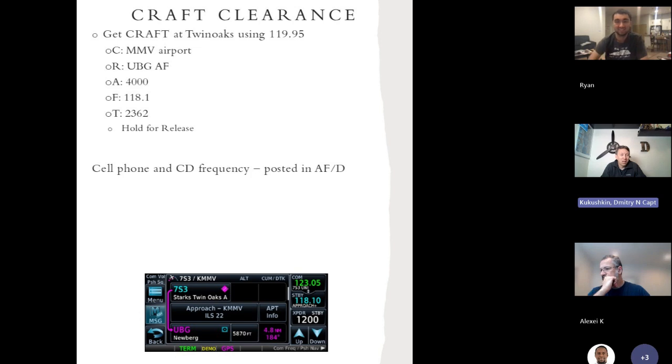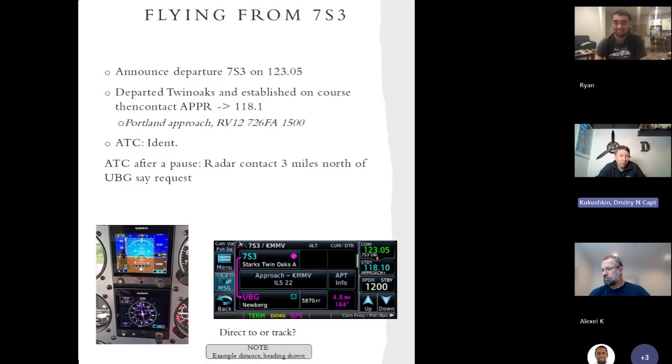What do you do next on any IFR flight departing your airport? Would you then contact ATC to let them know you're in the air? Exactly, yeah, whatever frequency you were given. In this case, you need to get on CTAF and report that you're departing Twin Oaks.